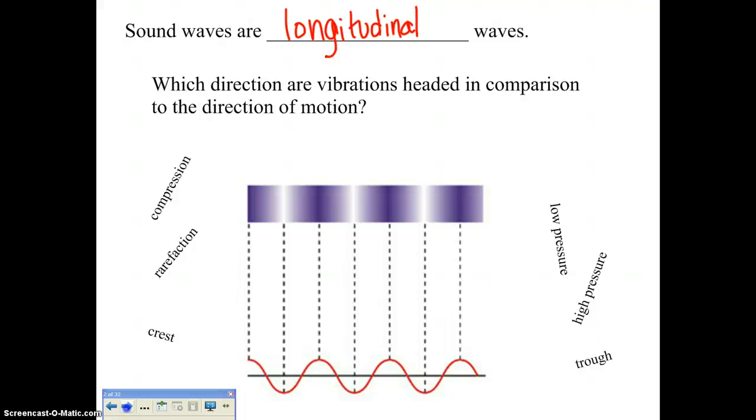So, once again, I would like to just denote the word parallel here. Hopefully you guys can understand that without me having to write too much more on that. The particles are vibrating parallel to the direction of motion, hence longitudinal wave. Whereas transverse would be particles vibrating perpendicular to the direction of motion.